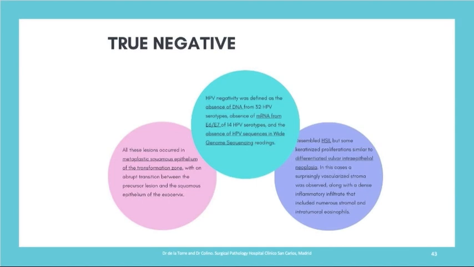In cases of keratinized invasive squamous cell carcinoma of the cervix negative for HPV infection, a richly vascularized stroma was observed, along with a dense inflammatory infiltrate that included numerous stromal and intratumoral eosinophils. All these cases had clearly identifiable intraepithelial precursor lesions and lacked P16 staining.